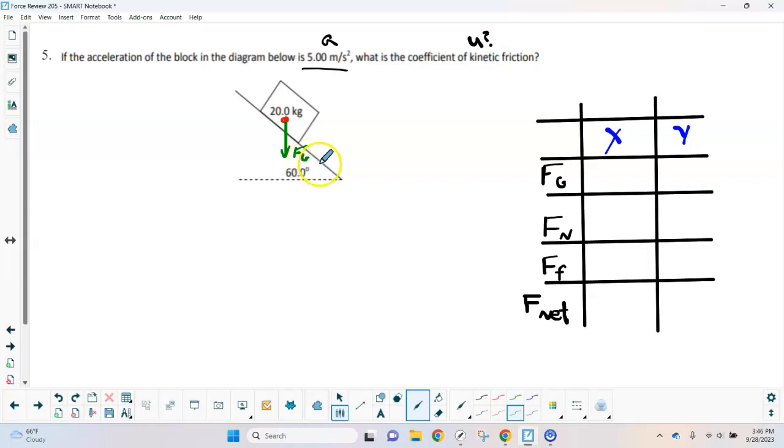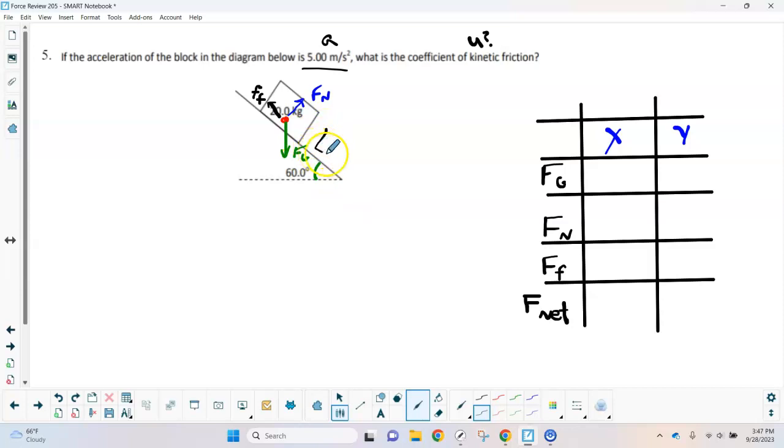We also know the angle here is 60, that they gave us that. Perpendicular to the surface is the normal force, so that's the blue arrow going that way. And then finally we have friction, which is going up the ramp and trying to stop it from moving or slow it down as it moves, which is what's happening here. So the force of friction.